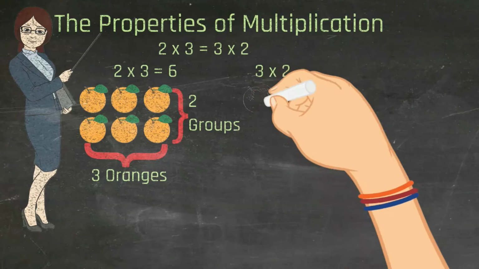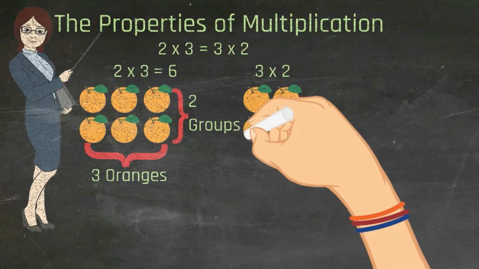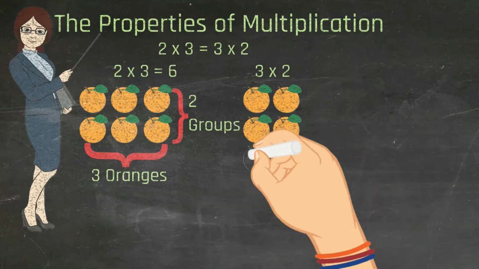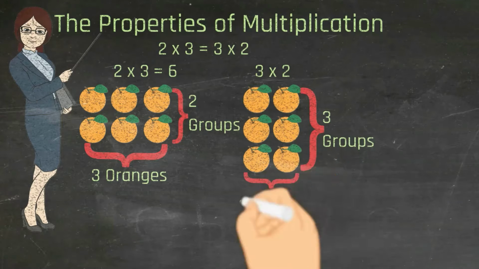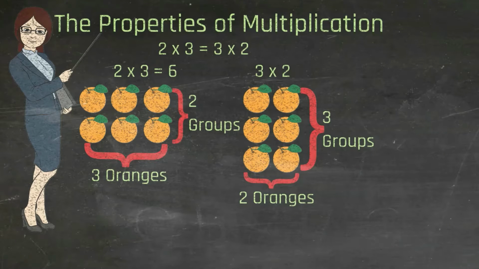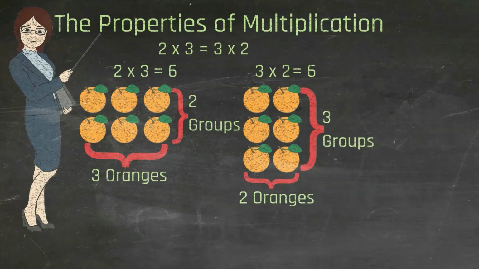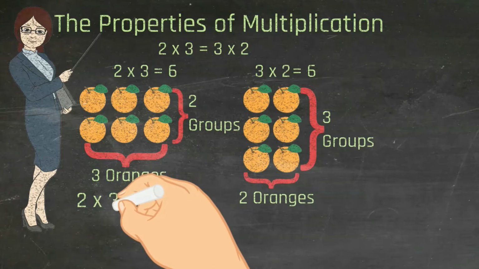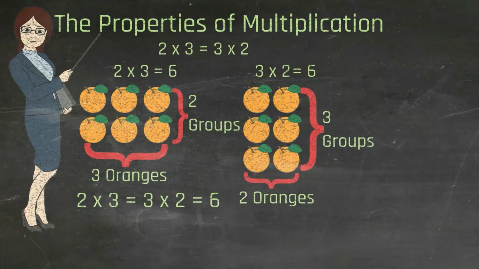3 times 2 means combining 3 groups of 2. Using oranges again, this means we have 3 groups of oranges and each group has 2 oranges. If you count the oranges, you will see that the total number of oranges is also 6. 3 times 2 is, therefore, equal to 6. 2 times 3 is, therefore, equal to 3 times 2. And both are equal to 6.